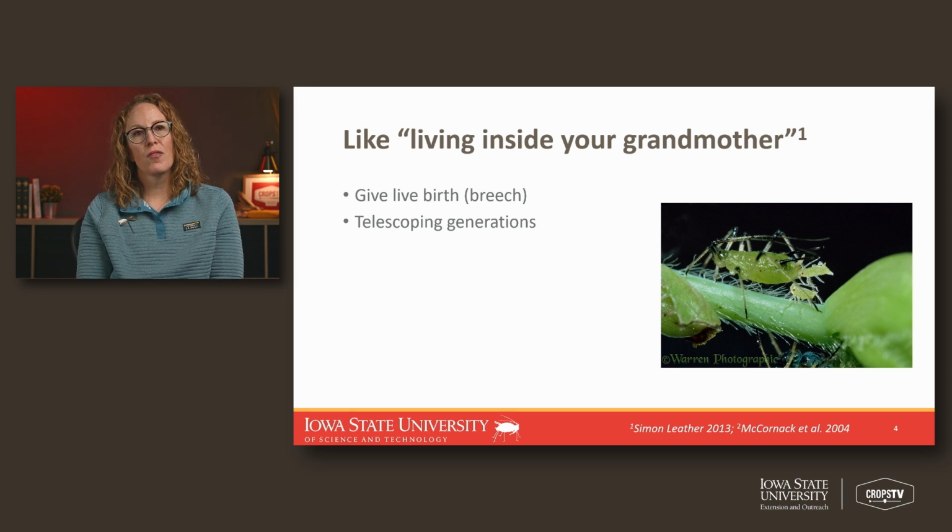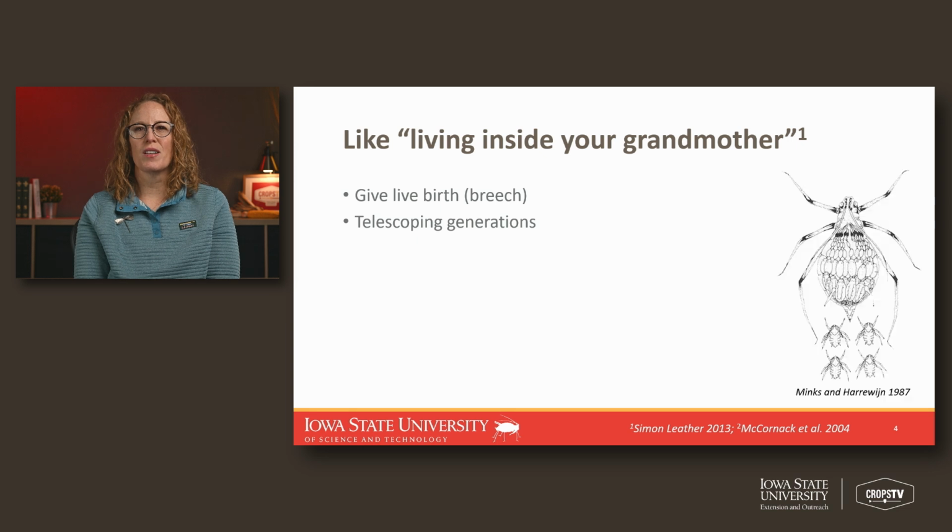In addition, they have telescoping generations. And I'm stealing a quote from someone that said, aphids are kind of like living inside of your grandmother. So, this is an older drawing that shows basically aphids, their abdomens are just two big ovaries. So the nymphs or the daughters that are developing inside the adult are also developing their own daughters at the same time. So, this is the telescoping effect that aphids can have. You have an adult female that has daughters and granddaughters inside of her at the same time.